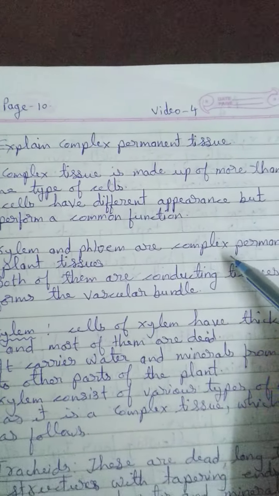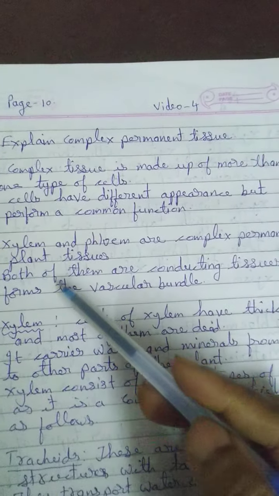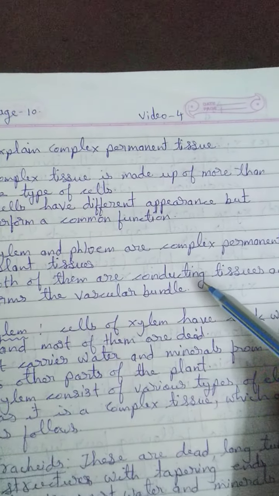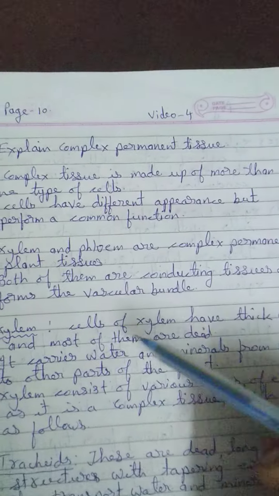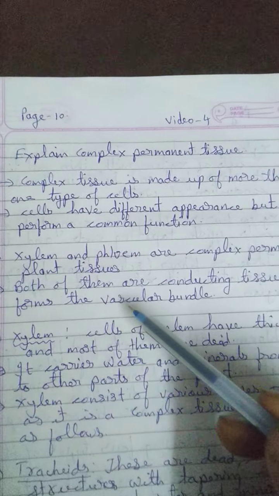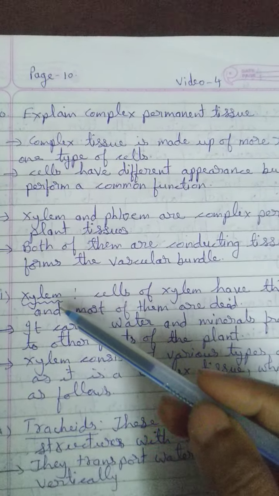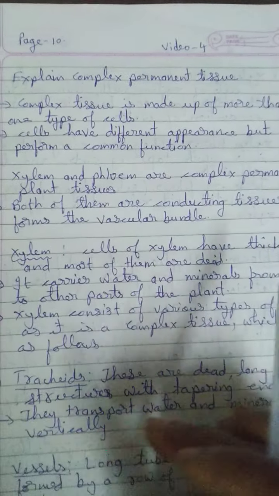Xylem and phloem are the complex plant tissues and both of them are conducting tissues. Conducting tissues means they help in the transportation of water, minerals and food, and together they are called vascular bundle. The first conducting tissue, or the first complex tissue, is the xylem. We will study about xylem.